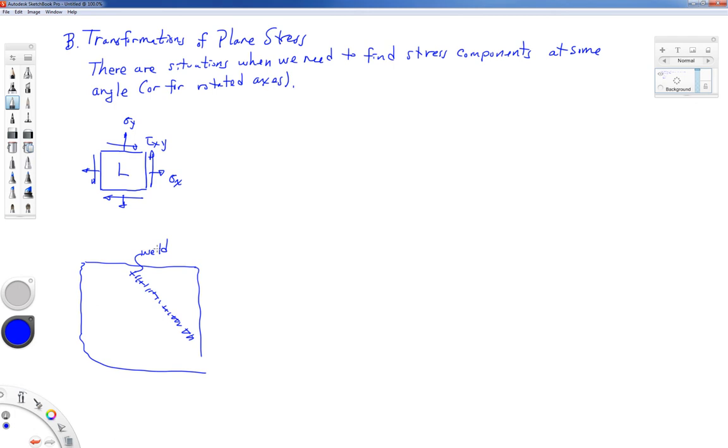Now, one thing you may know about welds is that welding can change the material properties locally. There can be some weakened material in what's known as the heat affected zone, and we may be interested in finding the stresses that are pulling this weld apart. But it's easy to calculate the stresses in the original XY coordinate system. So what we would need to do is transform our original X and Y coordinate system stresses into this new coordinate system where we can find the normal stresses and the shearing stresses at that particular angle.